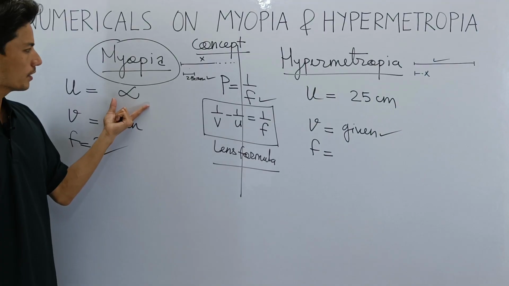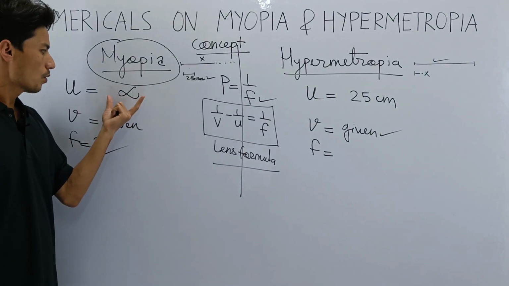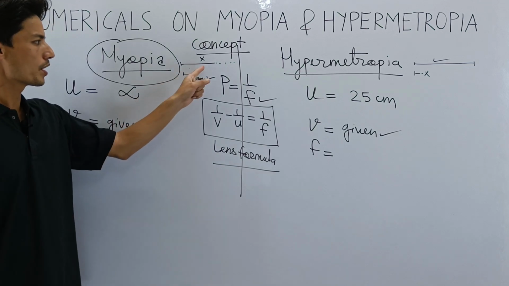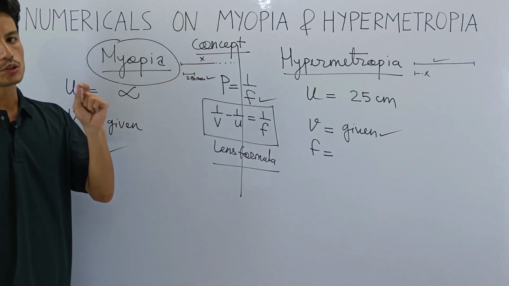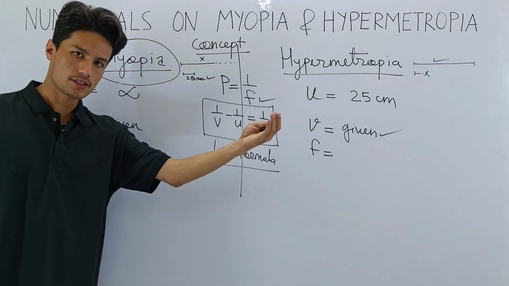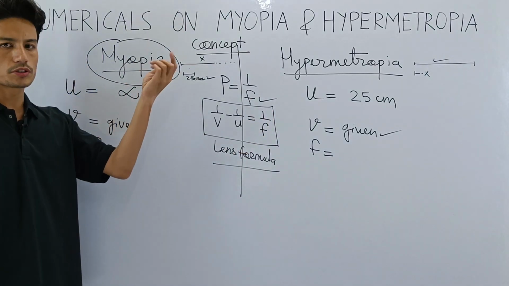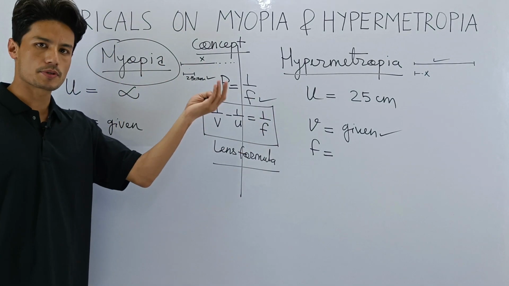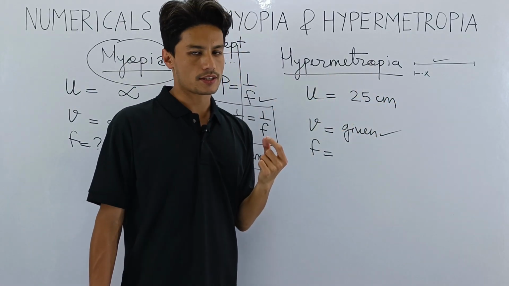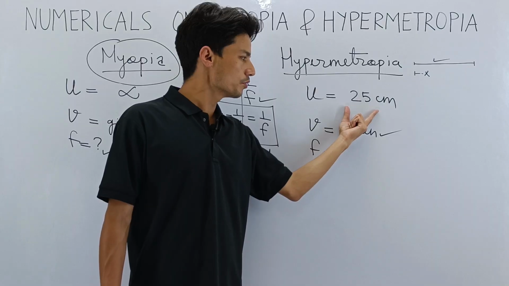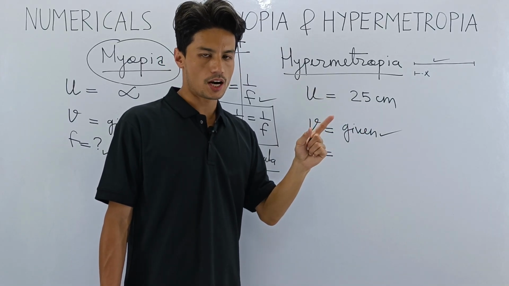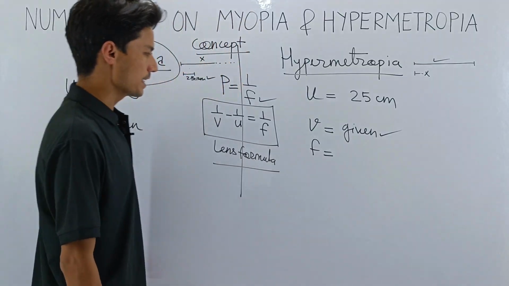So once again I'm repeating, how did infinity come here? We are taking infinity because we are considering the far point of a normal healthy person. The problem in myopia is cannot see far, so to consider U, you will consider the far point of a normal healthy person. In hypermetropia, the problem is the person cannot see near objects. So how will we consider U? We'll consider the near point of a normal healthy person. Are we clear? Alright, so it's easy, isn't it?